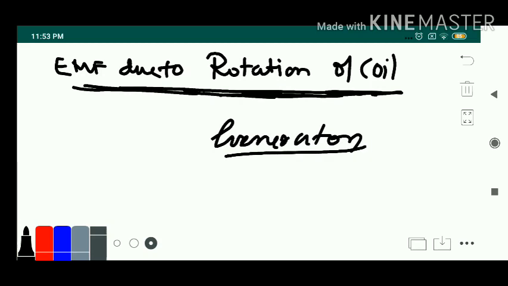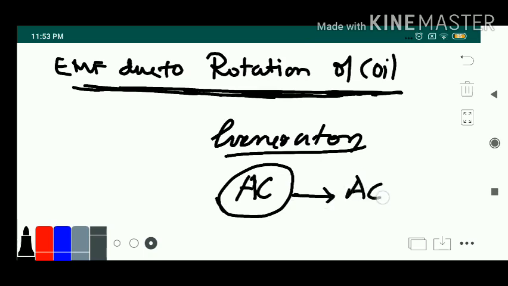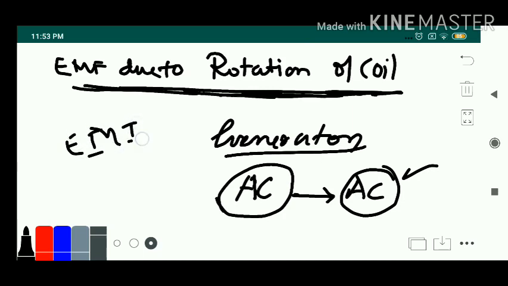Here I will deal with AC, that is, generation of alternating current. This topic has to be carried forward to your next chapter, AC, which comes just after this electromagnetic induction chapter. So listen to this topic properly, guys.